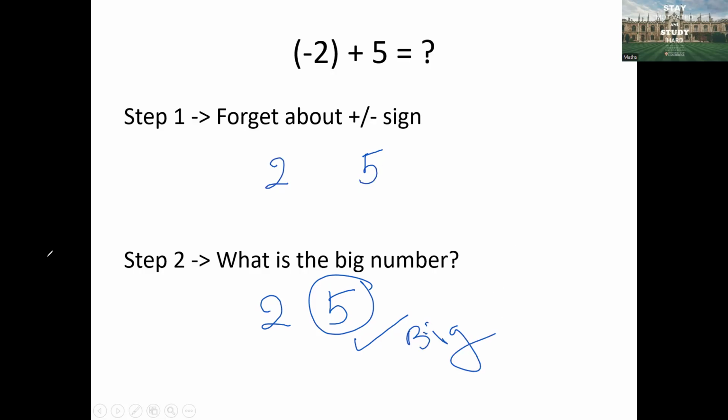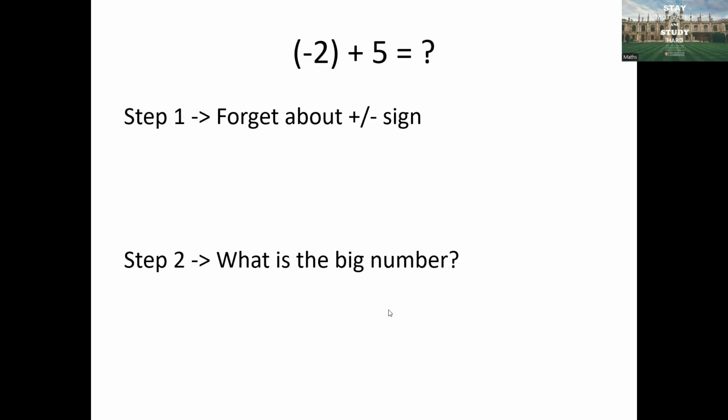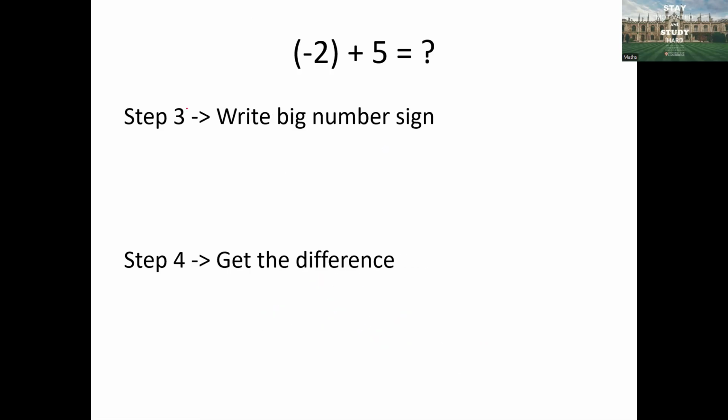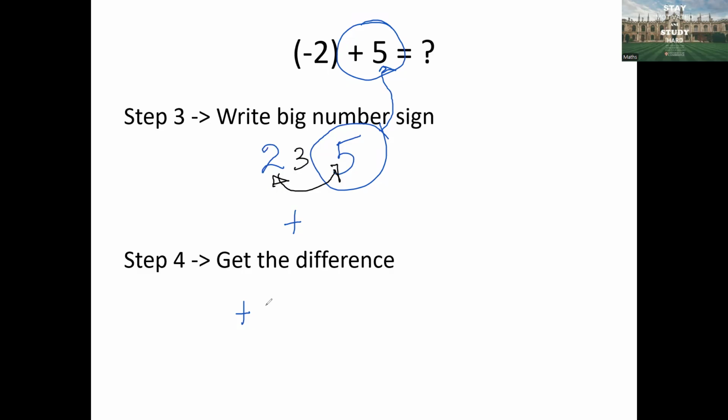And then, next slide. So 2 and 5 you write, then you go to the original and see the sign, which is plus. All right. So then you write plus, that is the final answer sign. Here you have to get the difference. The difference between 2 and 5 is how much? It's 3. So the answer is plus 3. So we'll practice this.